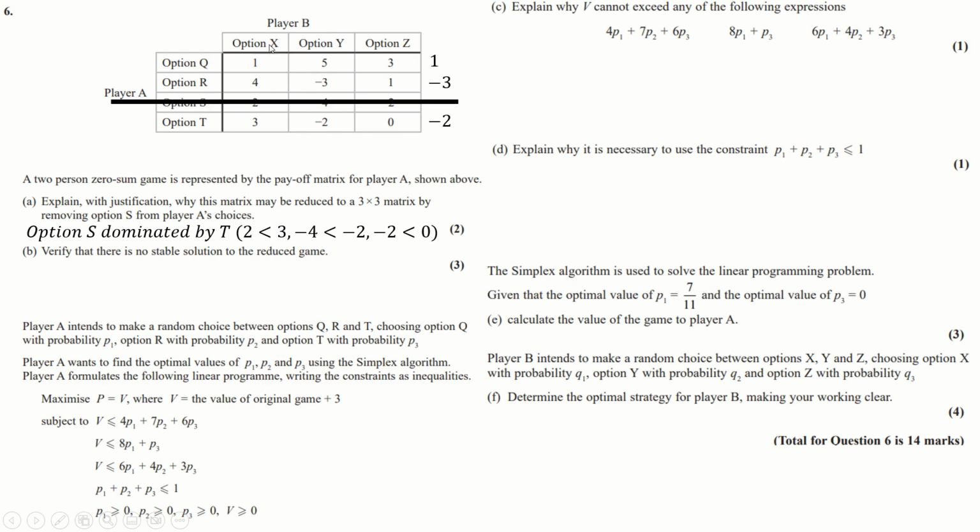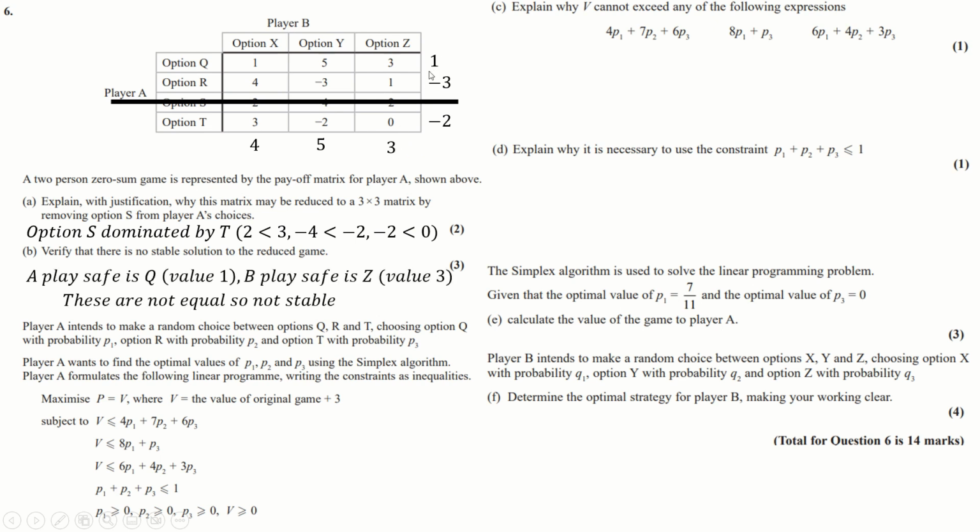For B, exact opposite. So you're thinking about this. This is losing 4 for player B. This is losing 3. This is losing 1. So the worst case is losing 4. Worst case here is losing 5. And the worst case here is losing 3. The best of those is Z. He'll choose Z from a play safe point of view because it only loses 3. And because this 3 isn't equal to this 1, therefore there's no stable solution. So those values aren't equal. If they were both equal to each other, then we have a stable solution, but they're not.